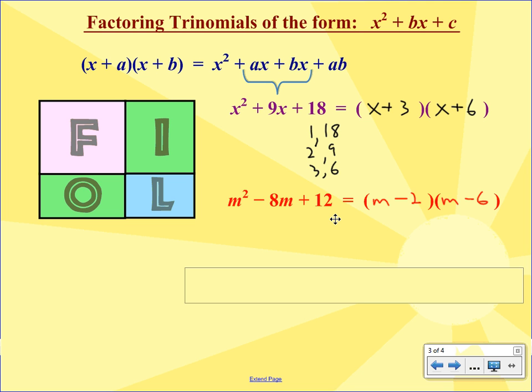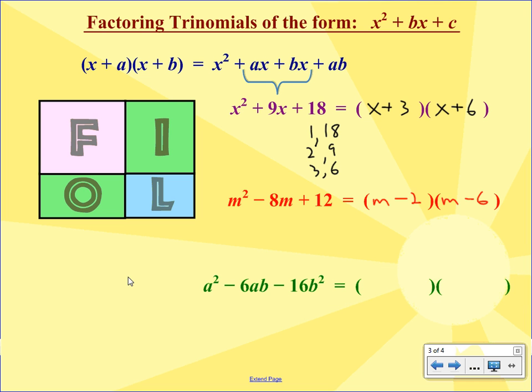Good so far? All right. You ready to try the next one on your own? I hope you are. Okay, so let's try this one. You've got a squared minus 6ab minus 16b squared. Go ahead and try to factor that. So go ahead and pause it. Factor that. Shouldn't take more than a minute or two. And then come on back. Just pause it. Did you do it? Good. Good for you. If you didn't, bad for you.